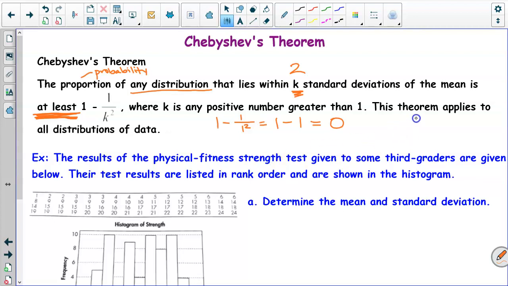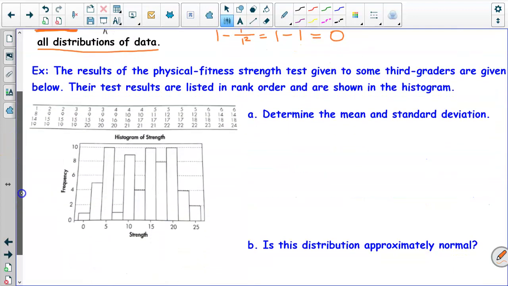Okay. This theorem applies to all distributions of data. Let's see, I've said that how many times now in one paragraph? Any distribution, all distributions. Think that's an important thing to remember? Yes. All right, let's look.